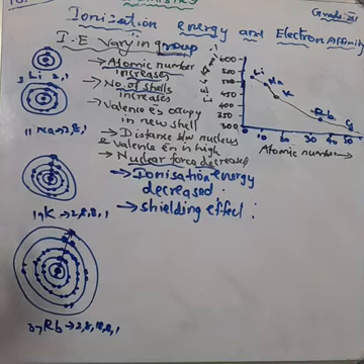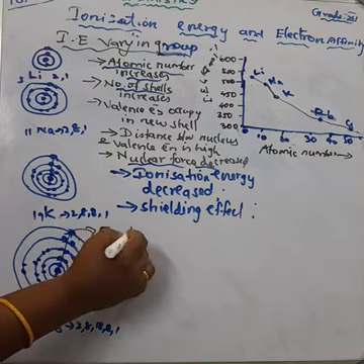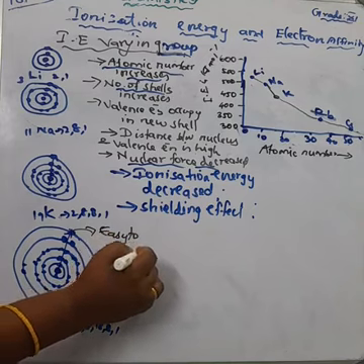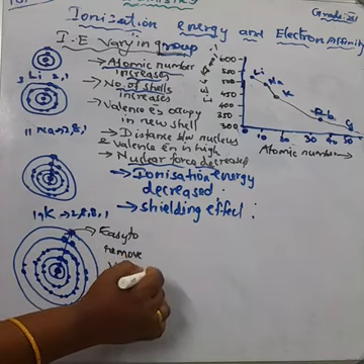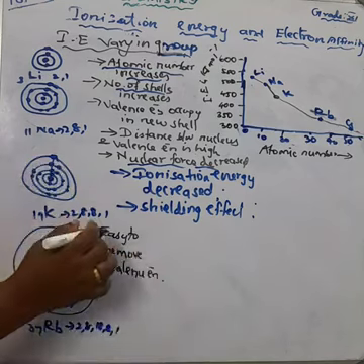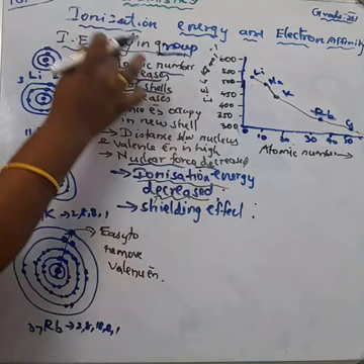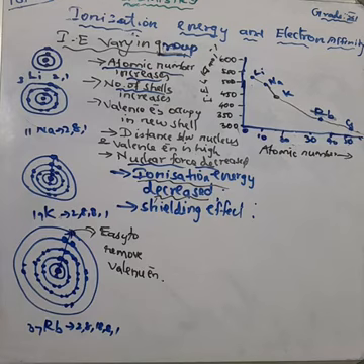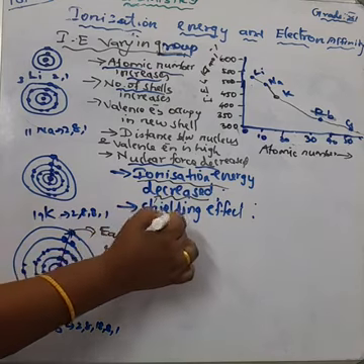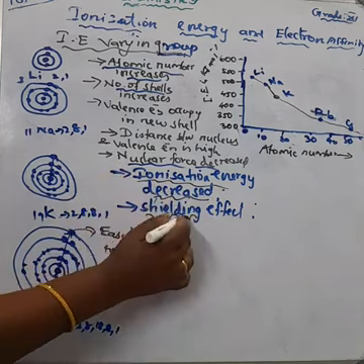Understood? Hence, we can easily remove the electron from the valence shell because the nuclear attractive force is low, so we can give a small amount of energy to remove the electron. So the ionization energy decreases when we move from top to bottom. Understood? Another important factor for the lower ionization energy along the group is the shielding effect.